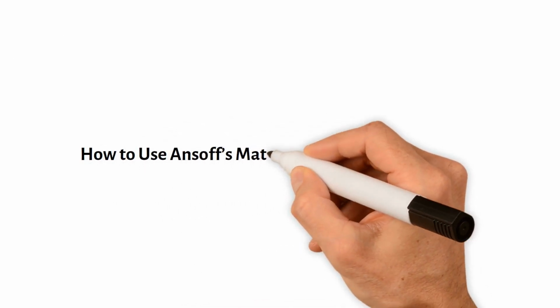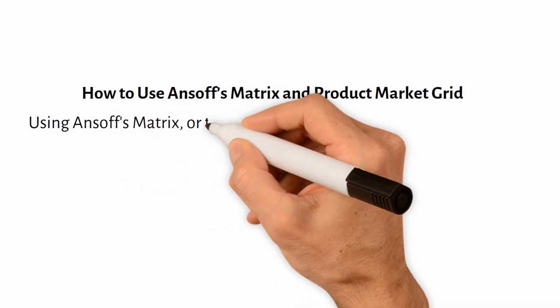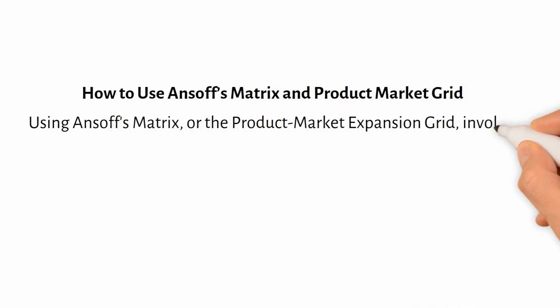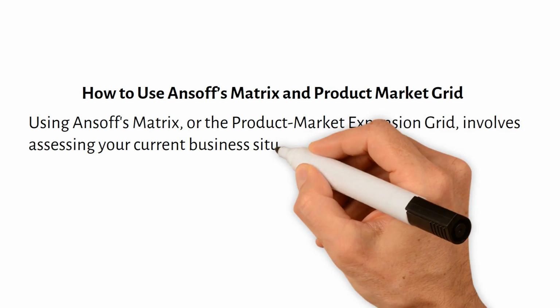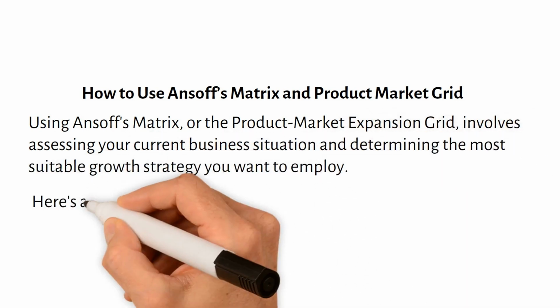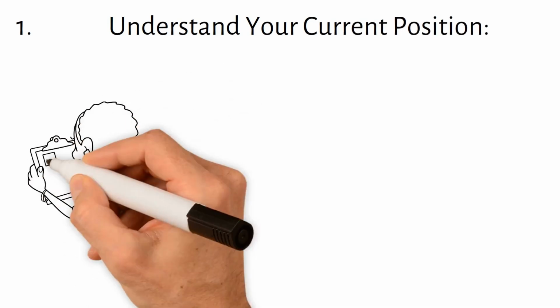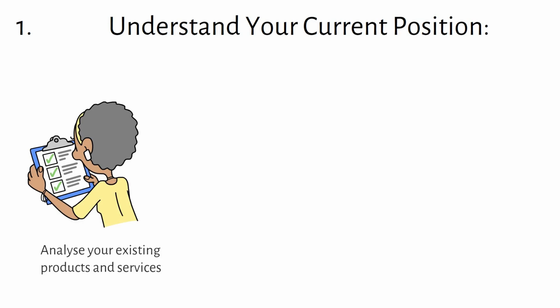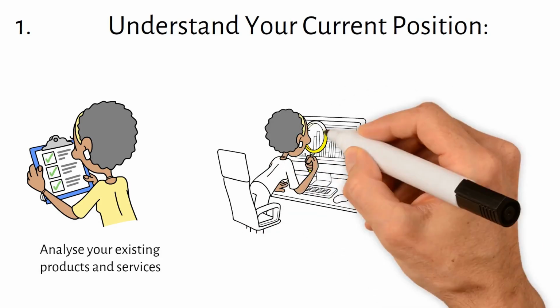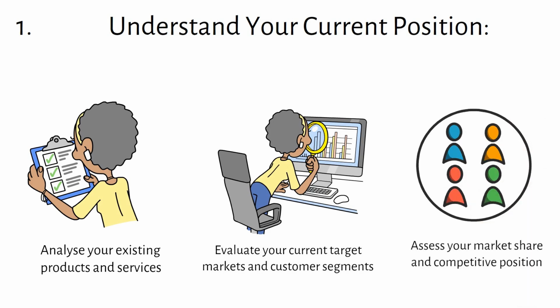How to use Ansoff's Matrix and Product Market Grid. Using Ansoff's Matrix, or the Product Market Expansion Grid, involves assessing your current business situation and determining the most suitable growth strategy you want to employ. Here's a step-by-step guide on how to use Ansoff's Matrix. 1. Understand your current position. Analyze your existing products and services. Evaluate your current target markets and customer segments. Assess your market share and competitive position.